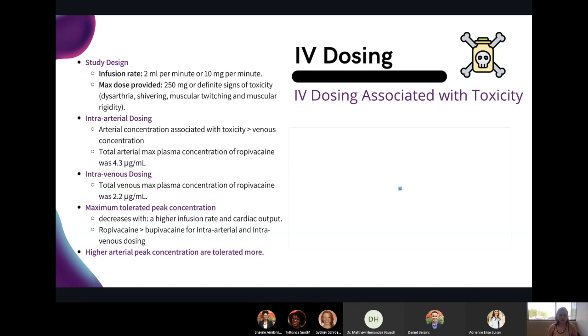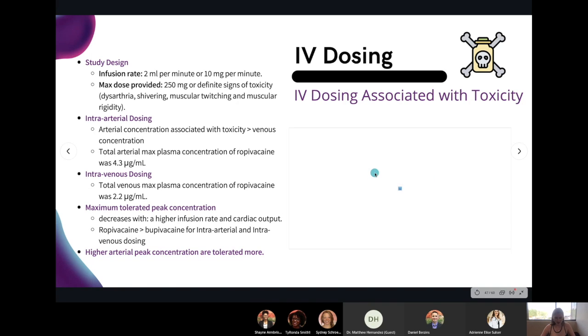This study looked at the differences between ropivacaine and bupivacaine. This study infused 2 mLs per minute, which corresponded to about 10 milligrams per minute. The infusion was stopped when definite signs of toxicity like dysarthria, shivering, muscular twitching, and muscular rigidity were exhibited, or the max dose of 250 milligrams was given.